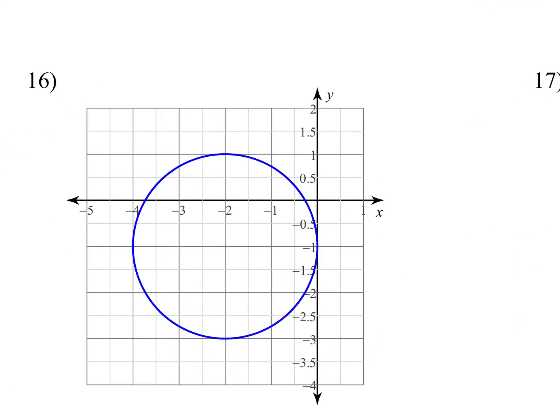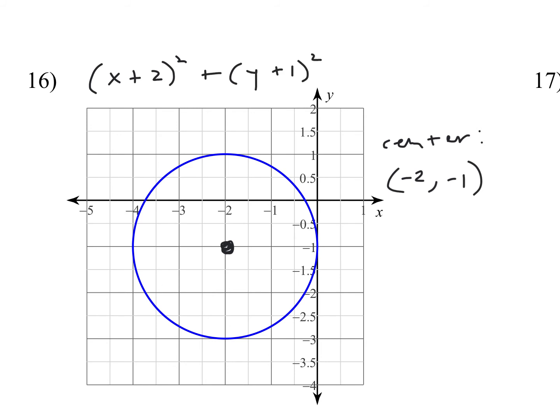Let's look at 16. So we have our center that's here. What's the coordinate point of our center? -2, -1. So we plug that in. We have x minus -2, so it becomes plus 2 squared, plus y minus a -1, so it would be y plus 1 squared, and that's equal to our radius squared.